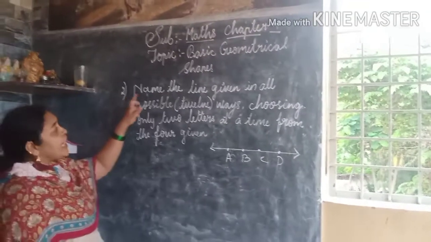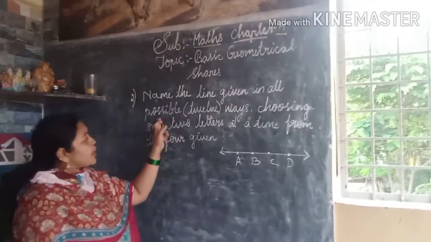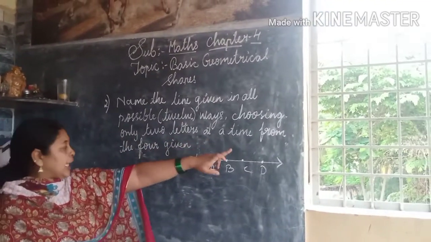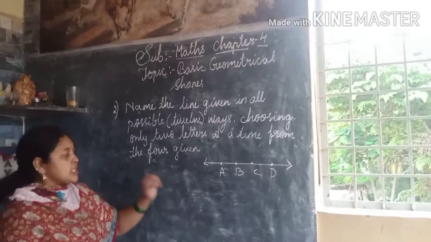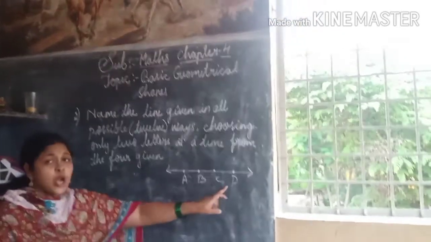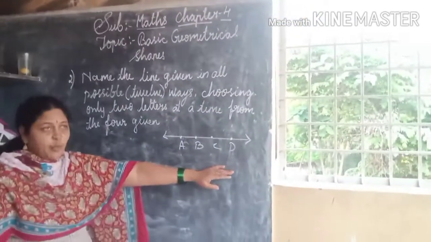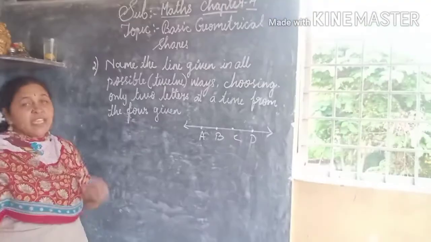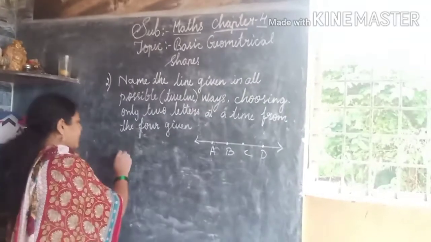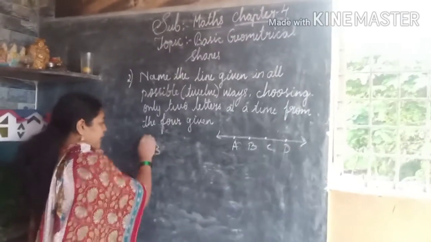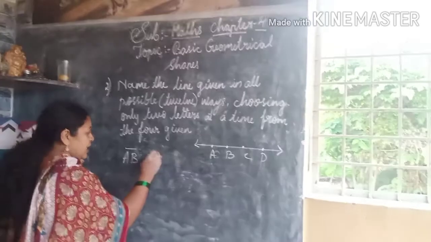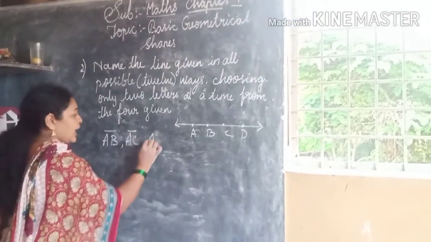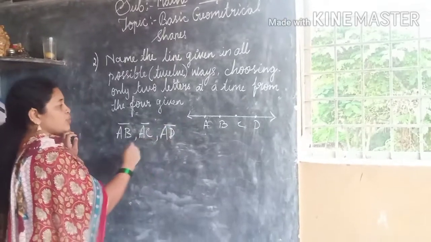Look at the second one. Name the lines given in all possible 12 ways, choosing only 2 letters at a time from the 4 given. So here they have given 4 different points. Out of these 4 different points, you have to make 12 ways where these segments can be selected. Can we start? We have 1 AB, BC, we'll start with A only, AC, AD.